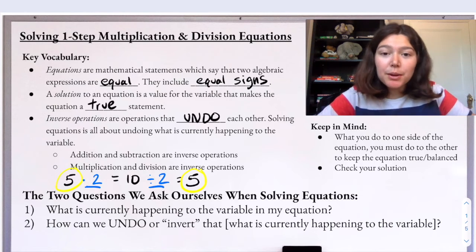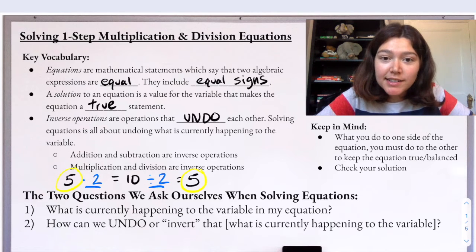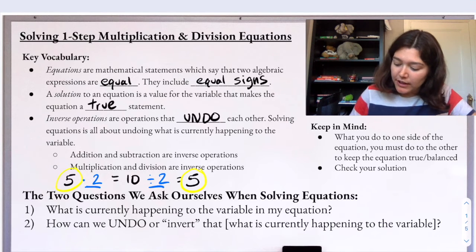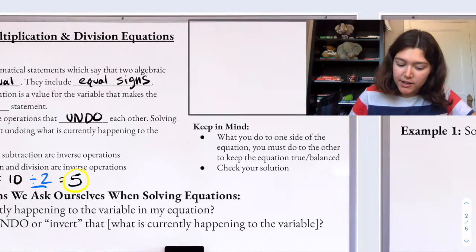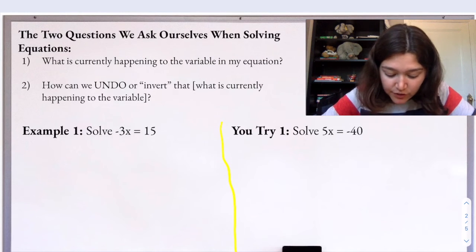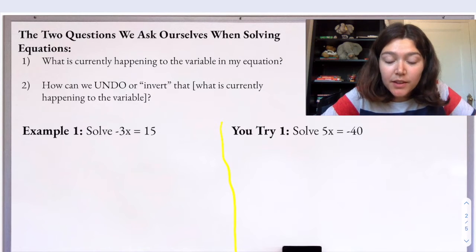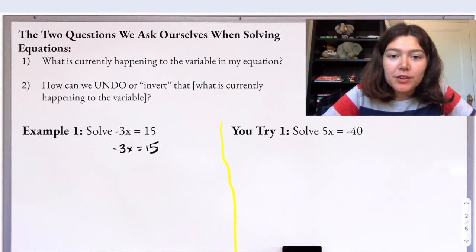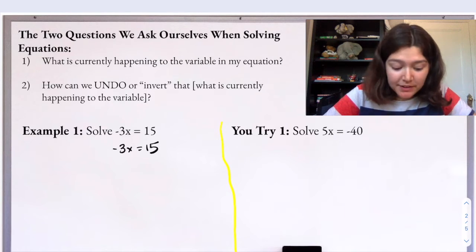And then we're always going to be able to check that our solution is correct, and that's a great thing to do, so I'll show you how to do that as well. All right, so let's look at our first example and our first try it, which is, for example, solve negative 3x equals 15. So I rewrote my equation. That's always a good first step. And then I'm going to ask myself the two questions.